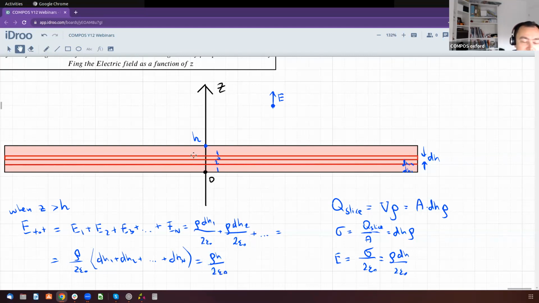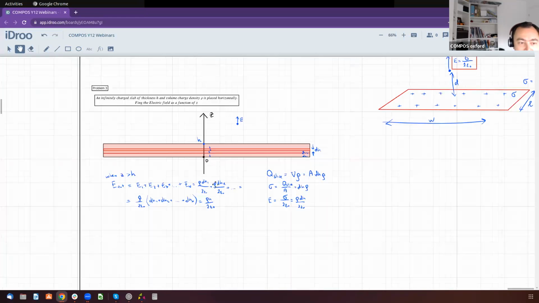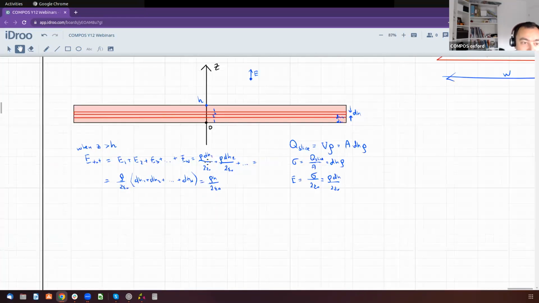Okay, so this is what happens when you're above the slab. If you're below the slab, it's the same thing, it's just going to be down. So here at point A, and at point B, EB is going to be the same thing, but down. So it's going to be minus rho H divided by 2 epsilon naught.